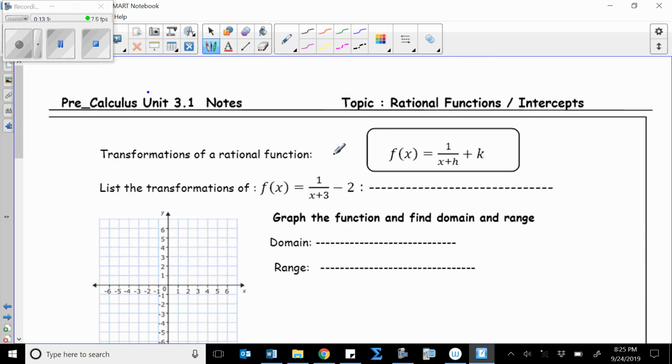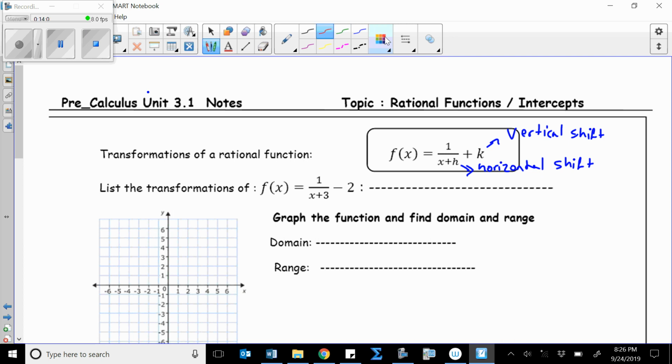Here we have the general form of transformation of a rational function. The general form is 1 over x plus h, plus k. This h is happening to x. Whatever is happening to x means it's moving horizontally, either to the left or to the right side. So I'm going to write this as horizontal shift. And this k is happening to the y value, so it's moving vertically up or down. So this is vertical shift.